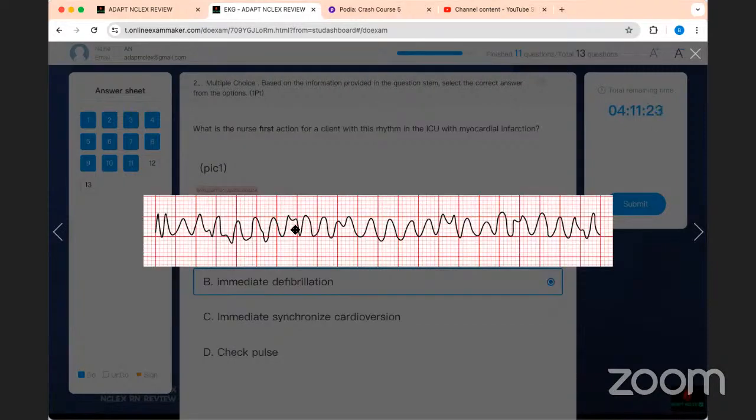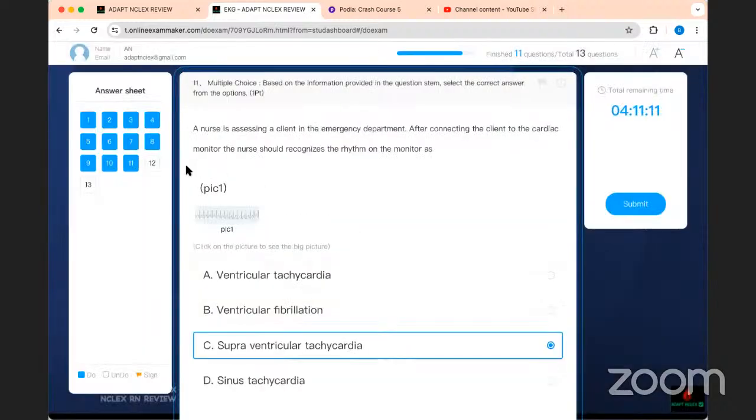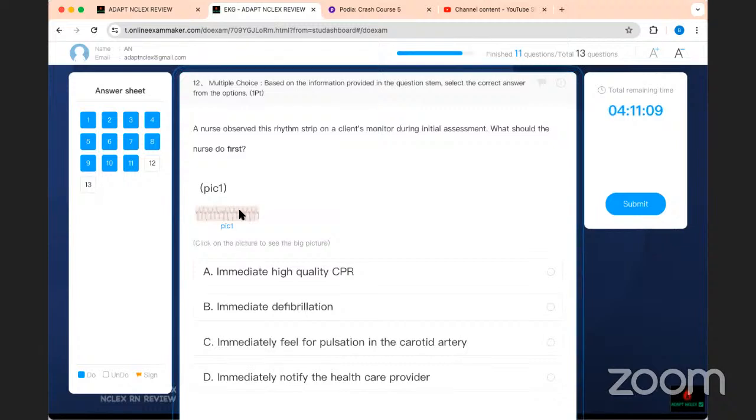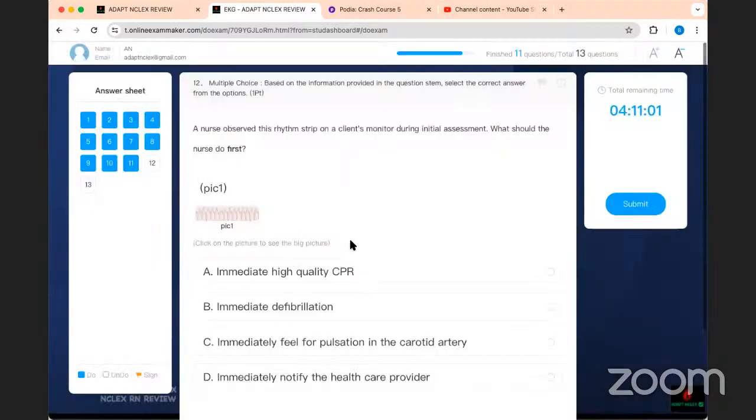By the ventricular rhythm, you go back. This is V-Fib. This is V-Fib. But this one is different. It's uniform. They all look the same. So this is a VTAC. If this is a VTAC, what do you want to do?